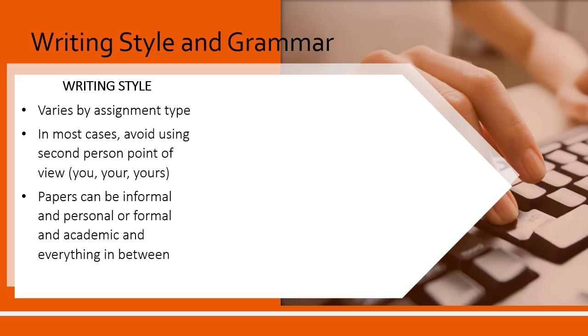The writing style for an MLA Style paper varies by the assignment. You should follow the guidelines presented in your assignment sheet or ask your instructor if you have questions. It might vary by assignment type. In most cases, avoid using the second-person point of view, such as you, your, or yours. But it might be okay for you to use the first-person point of view in a narrative style paper, for example, by saying I, me, and mine. Or your instructor may only want you to use the third-person point of view. Always talk to your instructor if you're not sure. Papers in MLA Style can be informal and personal, or formal and academic, and everything in between.